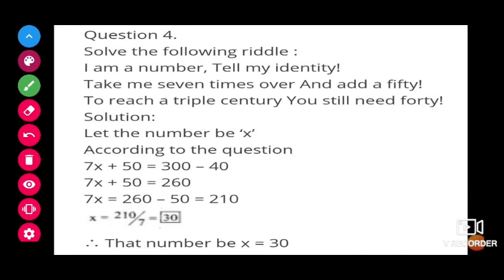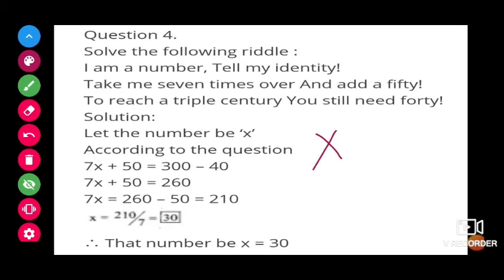Next one, question number 4. Solve the following riddle. I am a number. Tell my identity. Take me 7 times over and add a 50. To reach a triple century, you still need 40. Nice, no children? Here, what they are saying is, I am a number. I don't know what is that number. So let's take it as x.